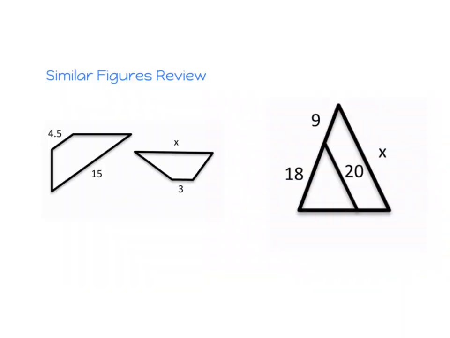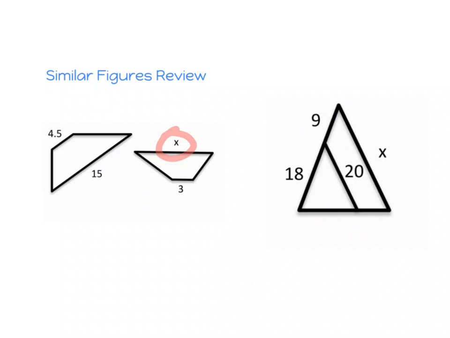Alright, the first review we're going to do is over similar figures. This was a more recent topic, and we're going to take a look at two problems together before you have to answer one on your own. So with similar figures, there's a proportional relationship between what are called their corresponding sides. In order for me to figure out x, I'm going to have to find the corresponding sides and set up a proportion.